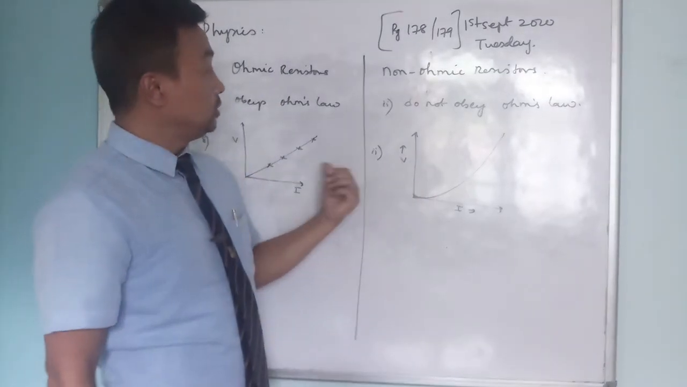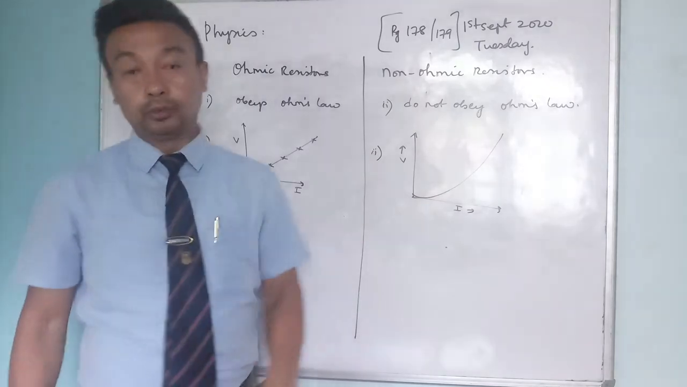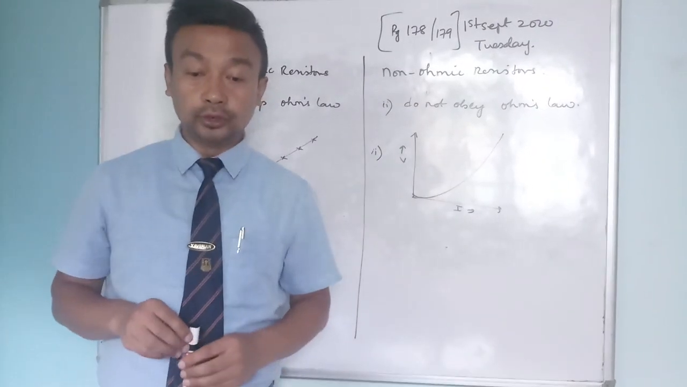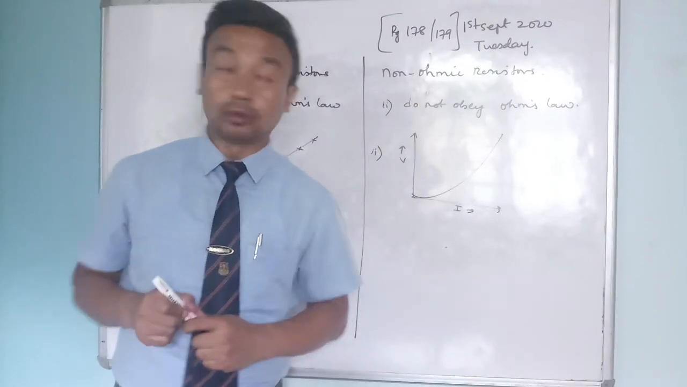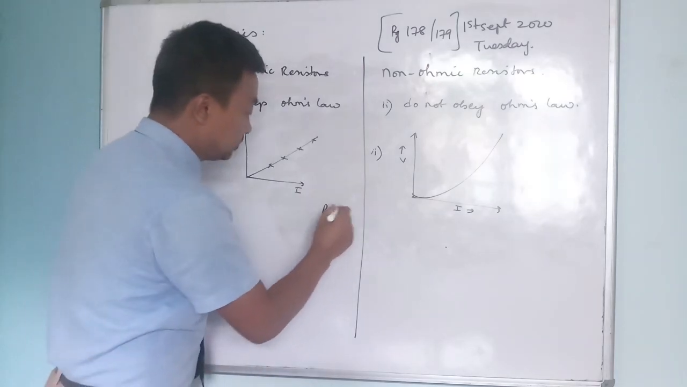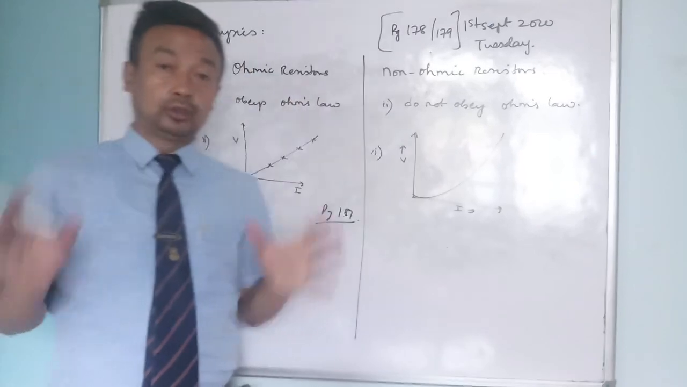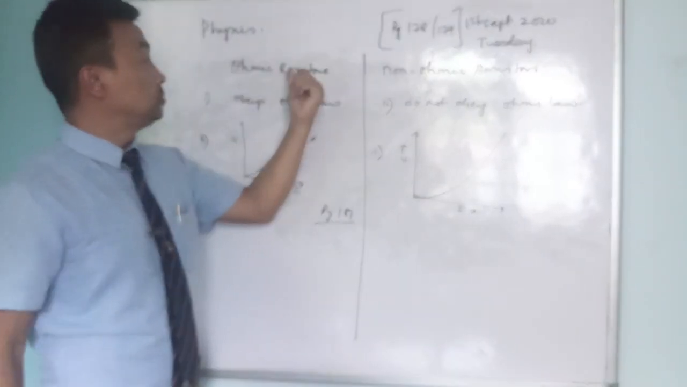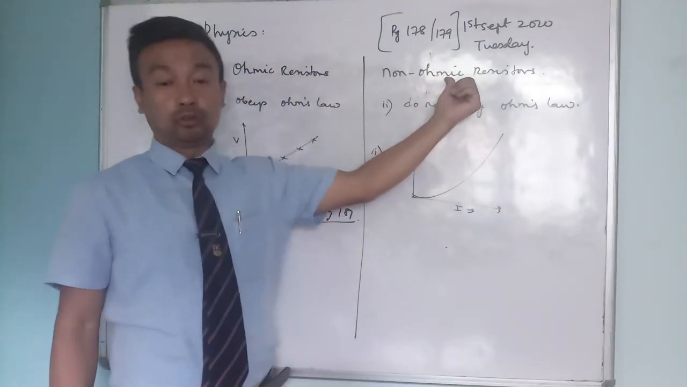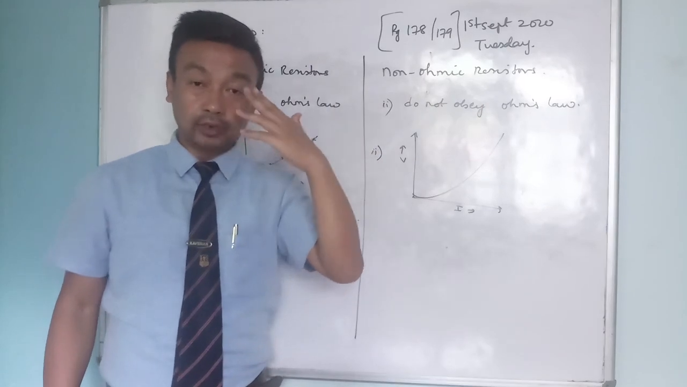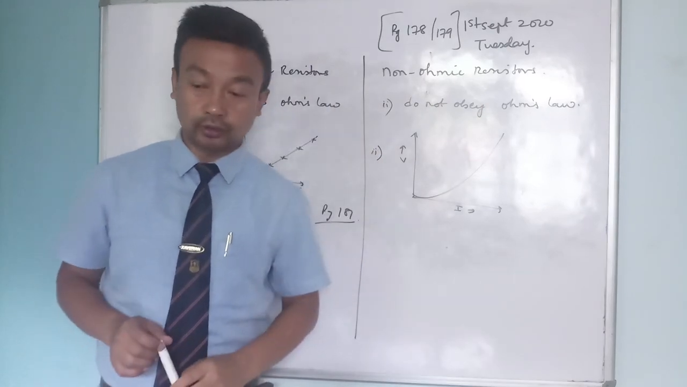Now what you need to do is, for ohmic and non-ohmic resistors, please turn to your textbook, page number 181. You will find a box which gives you the difference between ohmic and non-ohmic resistors. You need to write down any three differences.